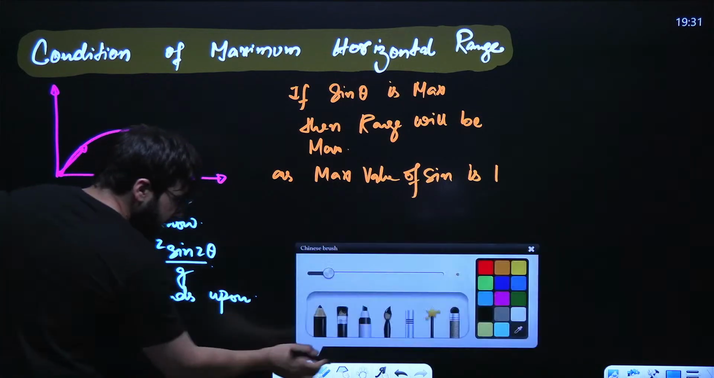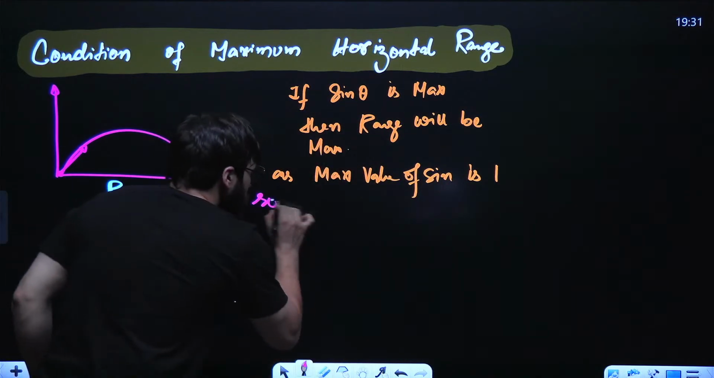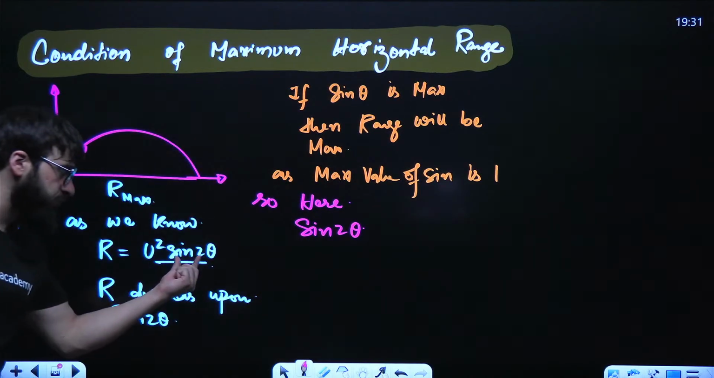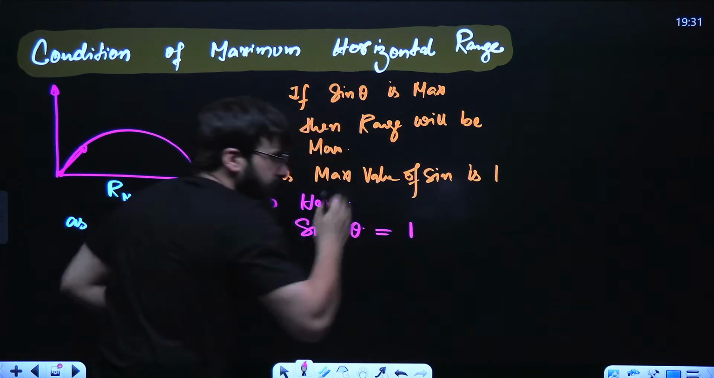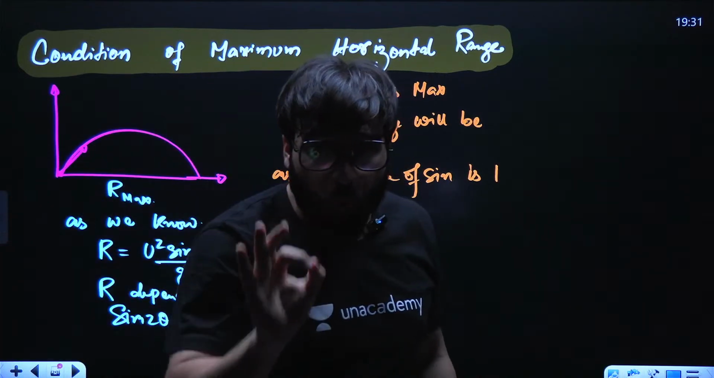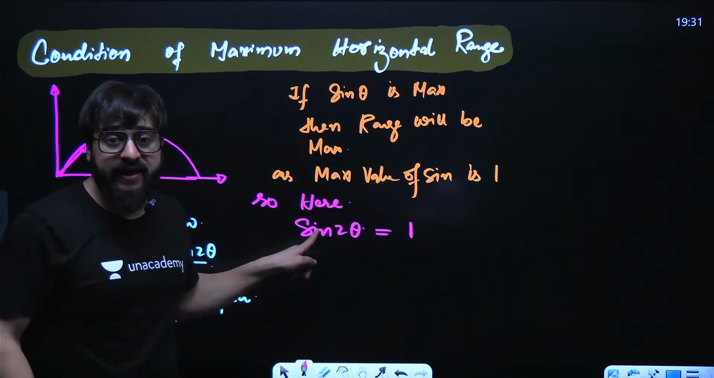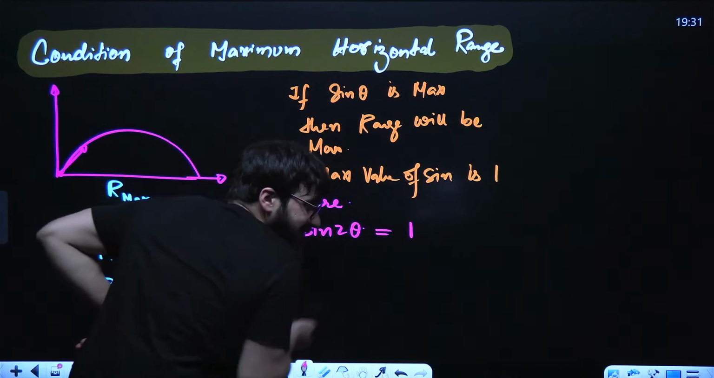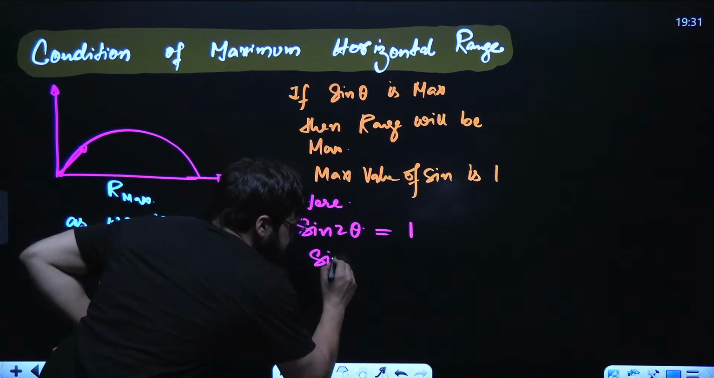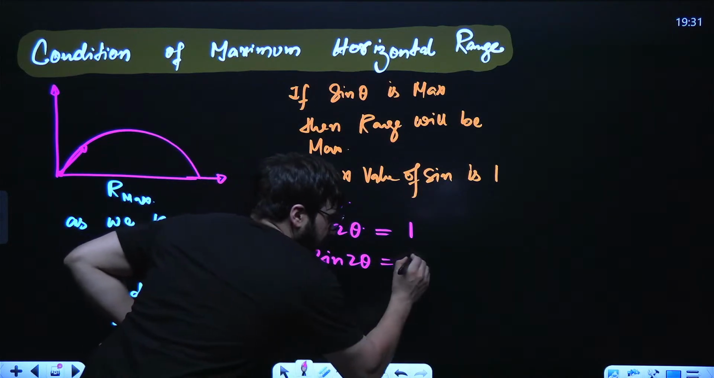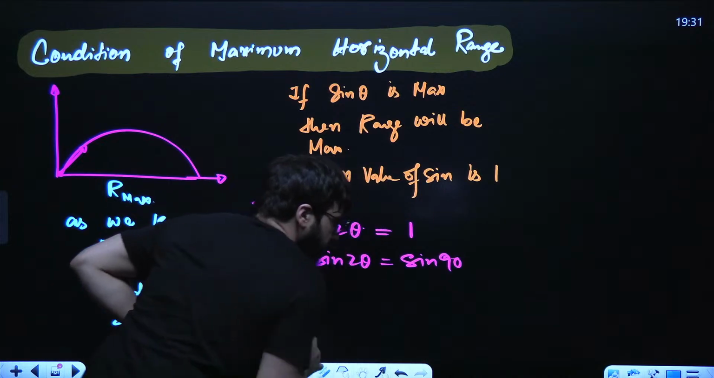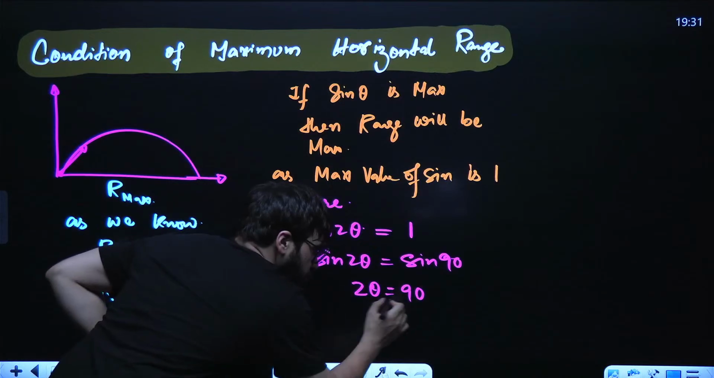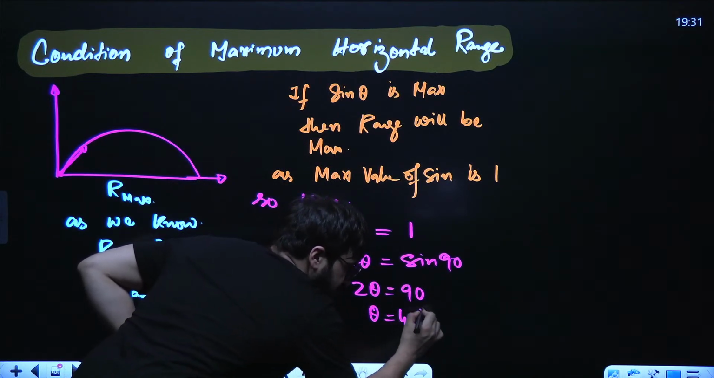So here, because it is given sine of 2 theta, it should be equal to 1. If sine of 2 theta becomes equal to 1, then the range will come out to be maximum, because this is the maximum value of sine theta. Now when is the value of sine theta 1? Sine 90. So I'll write sine of 2 theta is equal to sine of 90. Sine will go, so this 2 theta is equal to 90. Theta will come out to be 45 degrees.